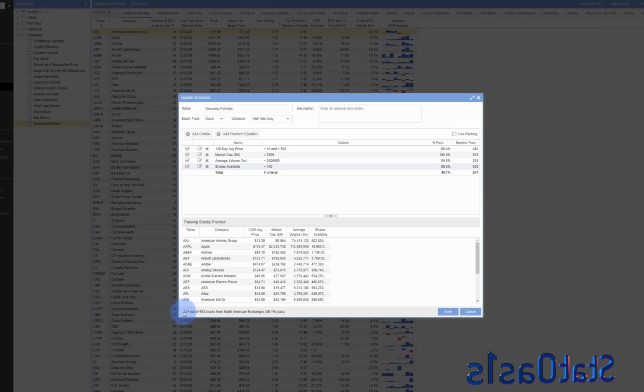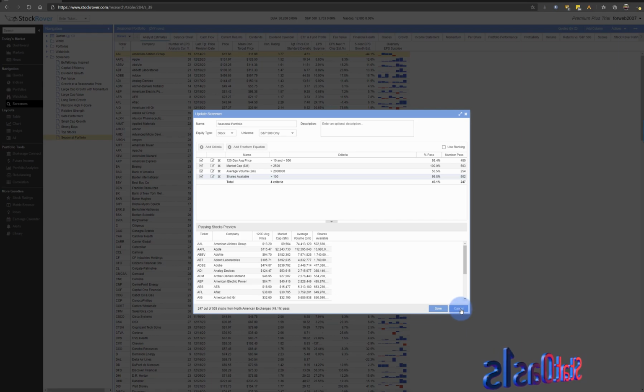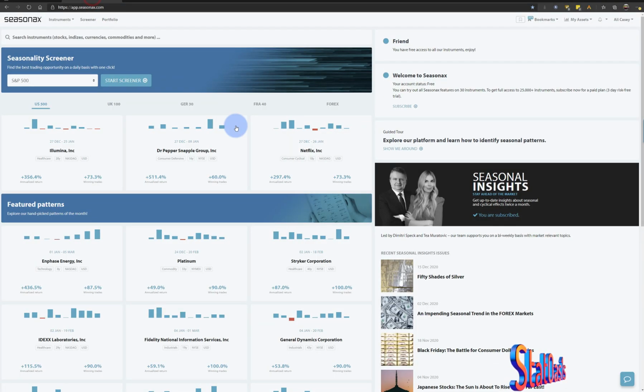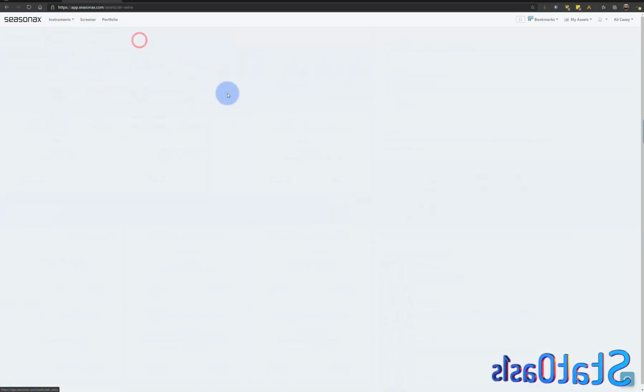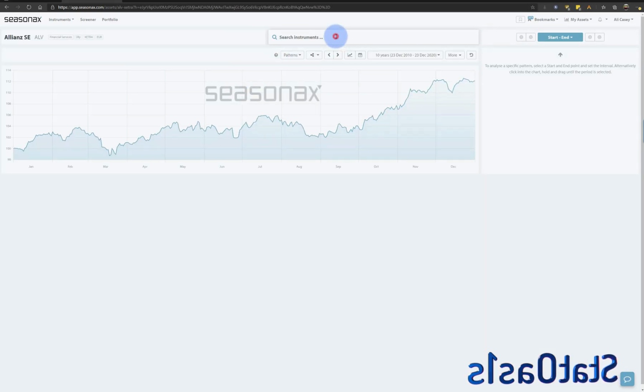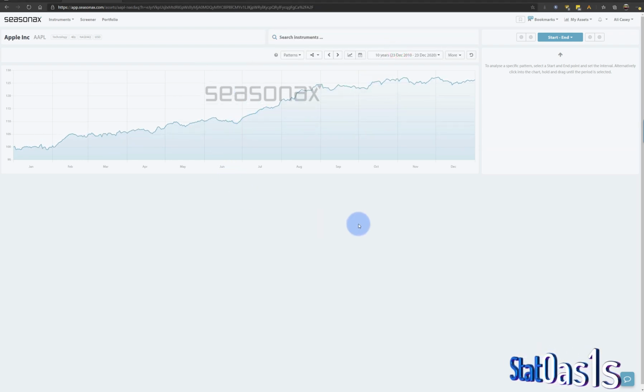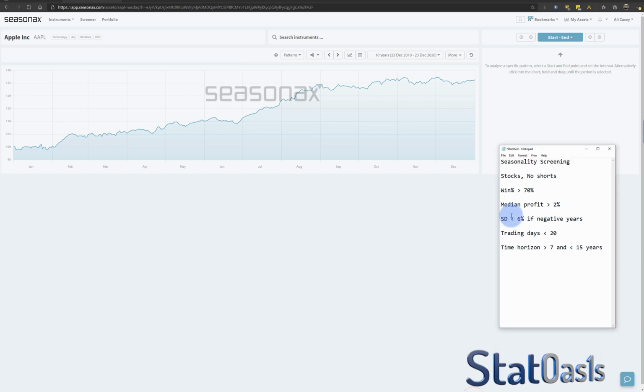So out of the 247 stocks, I picked each one. For example, AAPL: we go to Seasonax and enter the instrument, and let's say, let's do Apple. You pick Apple. So once I am in Seasonax, then I pick other criteria to fit what we're looking for.